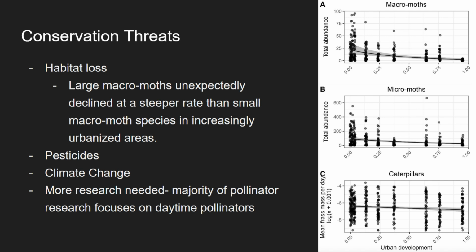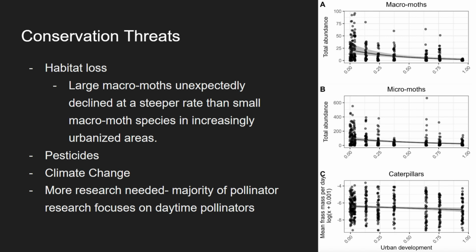As you can see from the graphs on the right here, the bottom line represents increasing urbanization, and the y-axis represents the number of caterpillars and moths. So on the bottom one with caterpillars, you can see in all levels of urbanization it's roughly the same. They're all born at the same rate. However, the micro moths, you can see it's very similar throughout. However, there's a small decline as you go higher into urbanization.